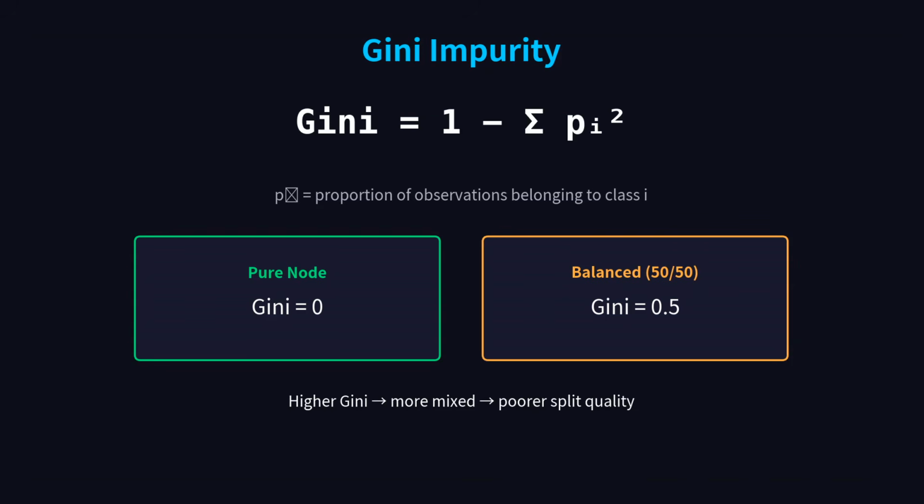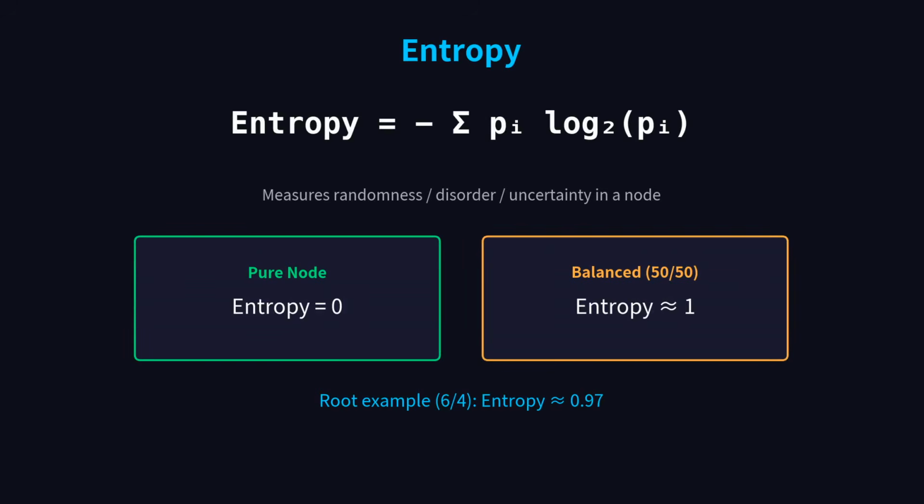Testing income at 70,000 gives a higher weighted Gini of about 0.476. Credit score greater than 690 also gives 0.40, while 710 gives 0.476. The best splits minimize the weighted Gini. Entropy equals minus the sum of p_i times log base 2 of p_i.